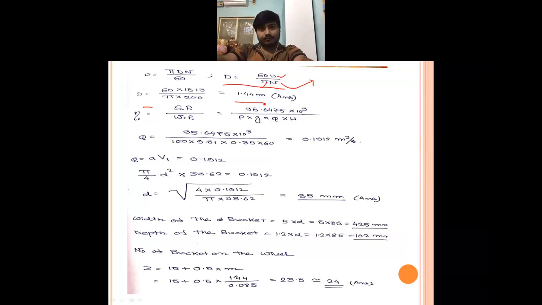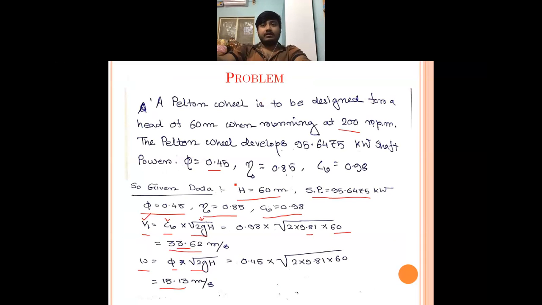Now we will find out the jet dia. So let us find out jet dia. Now overall efficiency is given. Look at over there. The overall efficiency is given, and we know overall efficiency is your shaft power by the water power.